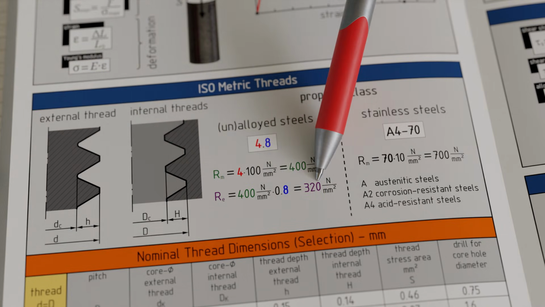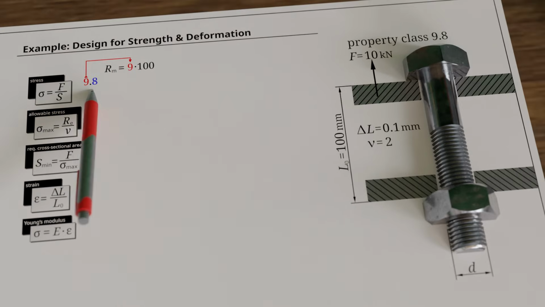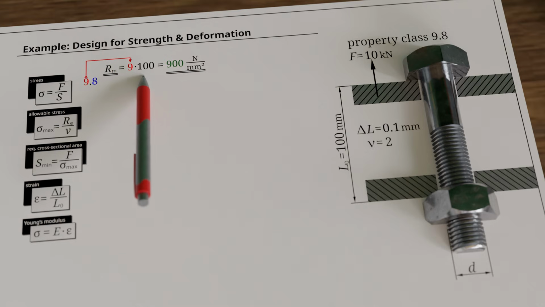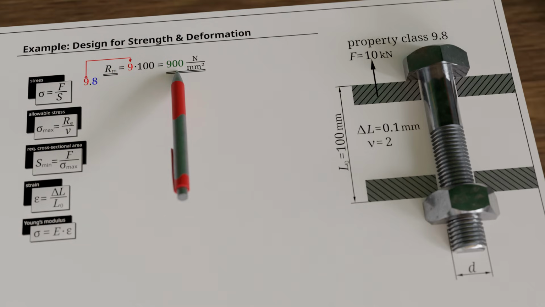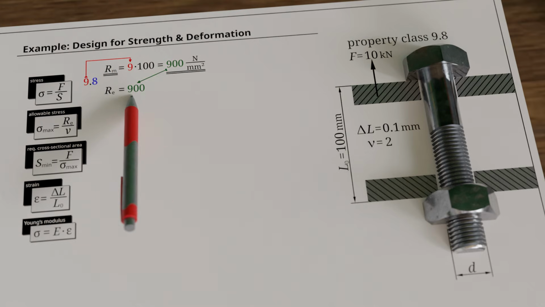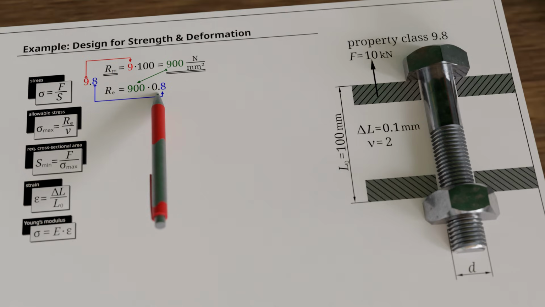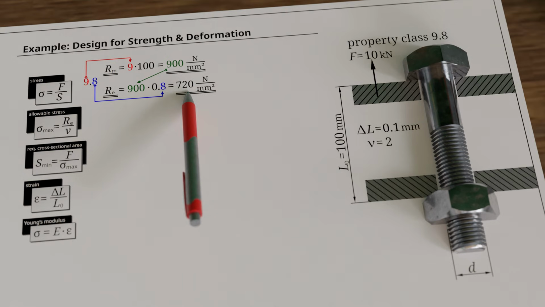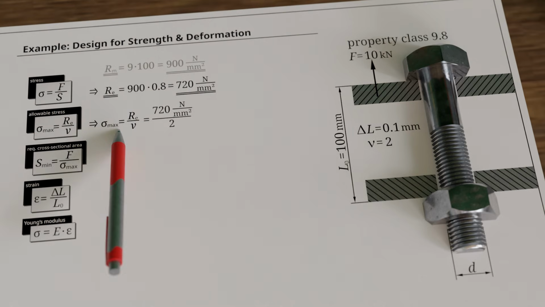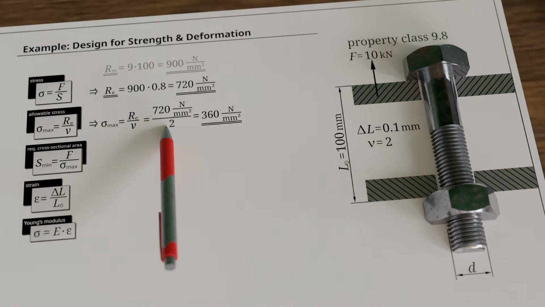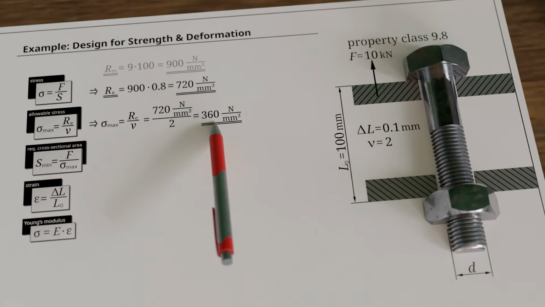square millimeter. For the 9.8 bolt in our example, the tensile strength is 9 times 100, which equals 900 newtons per square millimeter. The yield strength is then 900 times 0.8, which results in 720 newtons per square millimeter. Using the yield strength and the specified safety factor of 2, we obtain a maximum allowable stress of 360 newtons per square millimeter. This ensures prevention of permanent deformation, but does not yet account for excessive elastic elongation.